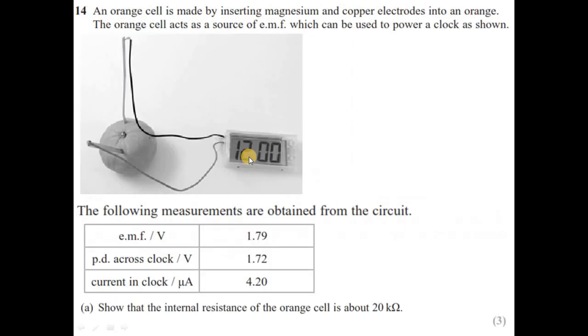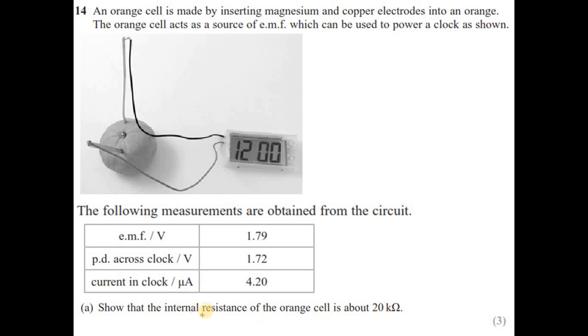Okay. Question number 14. An orange cell is made by inserting magnesium and copper electrodes into an orange. The orange cell acts as a source of EMF which can be used to power a clock as shown. So this is the clock and the orange. The following measurements are obtained from the circuit: EMF 1.79, PD 1.72, current 4.2 microamperes. Show that the internal resistance of the orange cell is about 20 kilo ohm.